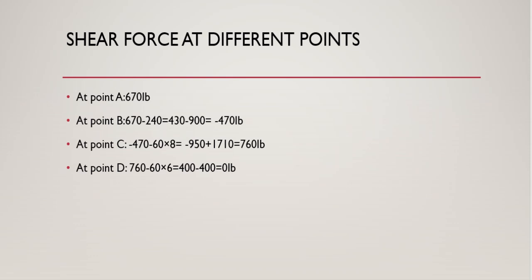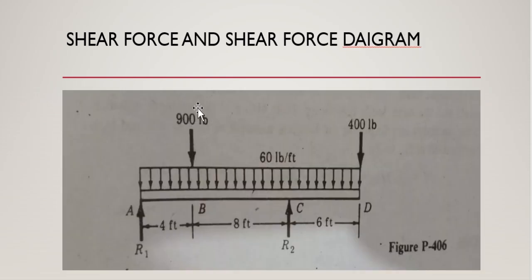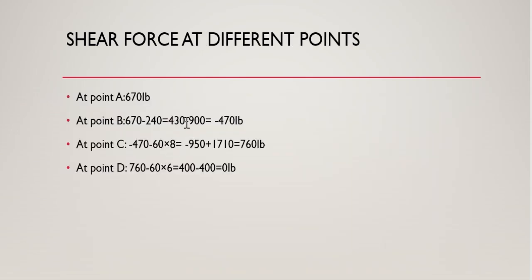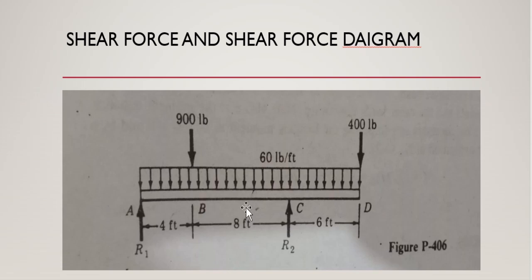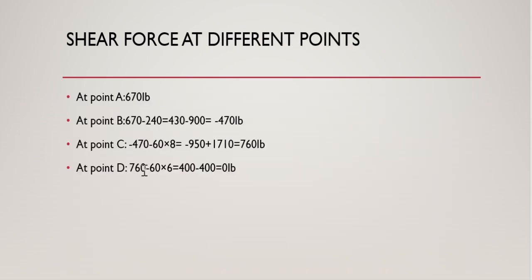We get the value of 430. Again we have 900 pound that acts downward. We take downward forces as negative. So when we sum up these two values, 430 minus 900, we get the value of minus 470. At point C, we do a similar process: minus 470 at point B, and we sum up the uniformly distributed load that acts from point B to point C, that is 60 pound into 8. It gives us the value of minus 950 at this point.